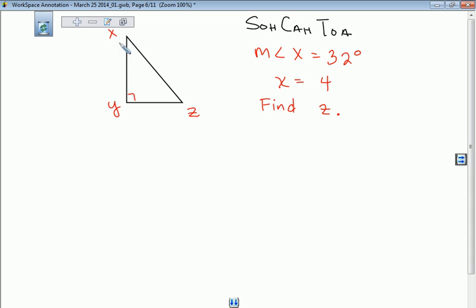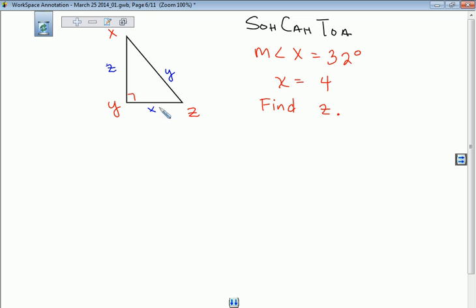So this one's not ABC. This is triangle XYZ. So X would be down here, wouldn't it? Side Y would be right here, and side Z would be here. Does that make sense? Okay. Here's angle X. Side X will be across from angle X. Side Z is across from angle Z. And side Y is across from angle Y.